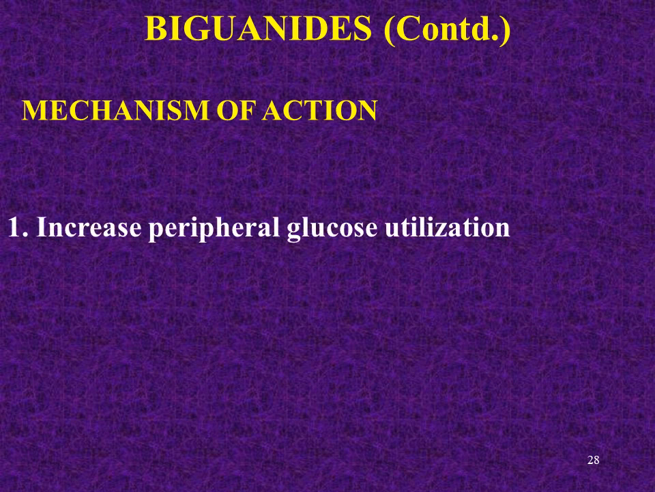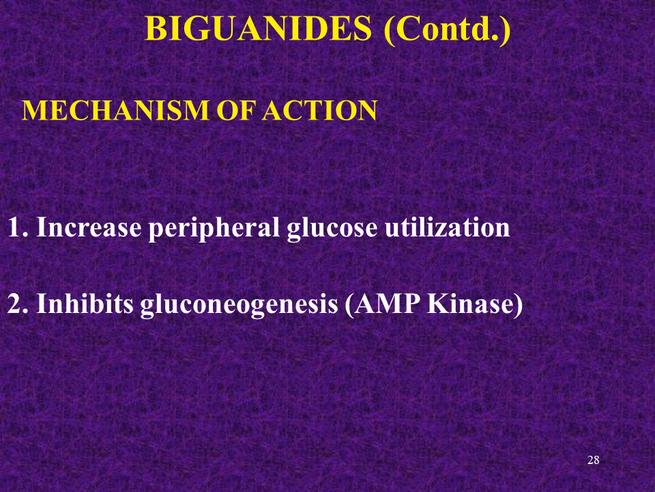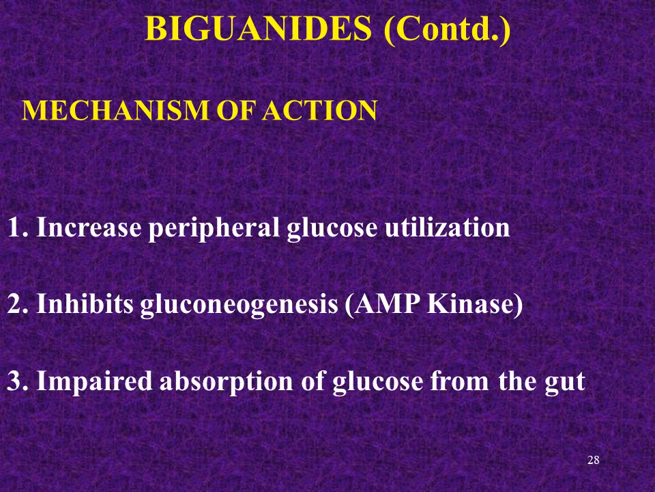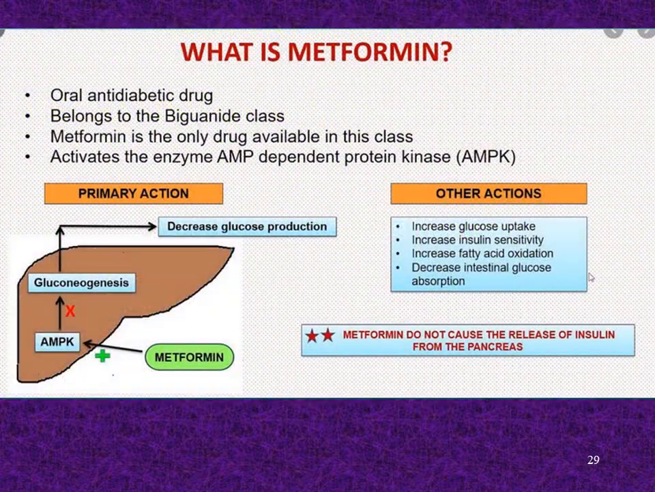Regarding its mechanism of action, it's very important from an examination point of view. It increases peripheral glucose utilization, inhibits gluconeogenesis, which is AMP kinase dependent, and thirdly, it impairs absorption of glucose from the gut. We'll have a look at a picture showing the mechanism of action of this drug group, which will give you a better understanding.